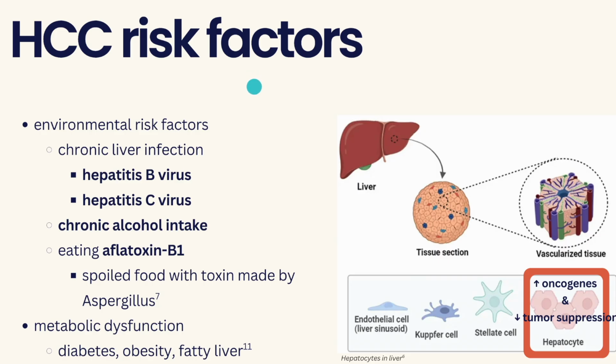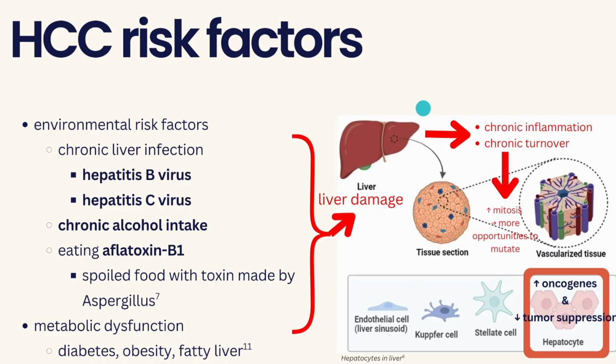And a huge contributor is chronic liver infection by hepatitis B virus or the hepatitis C virus, as well as chronic alcohol intake for several years, ingesting aflatoxin B1, which is a toxin made by Aspergillus, as well as metabolic dysfunction. So all of these risk factors could lead to liver damage. So hepatocytes in the liver are damaged, and now the liver is in chronic turnover and chronic inflammation.